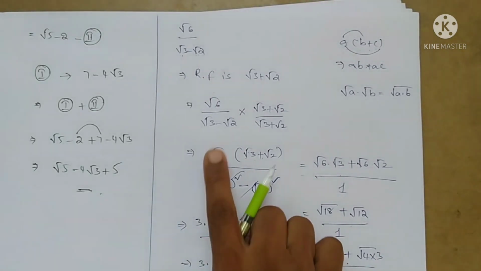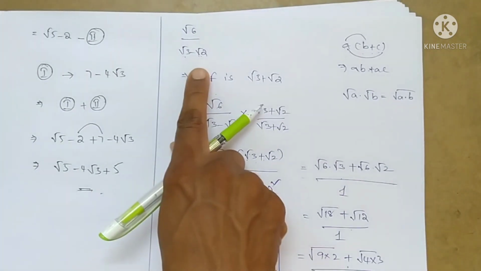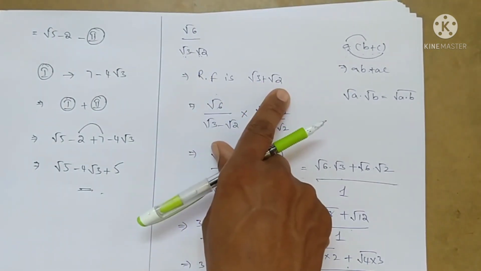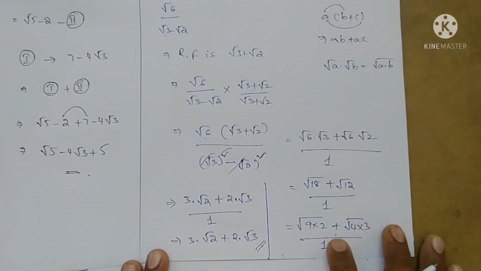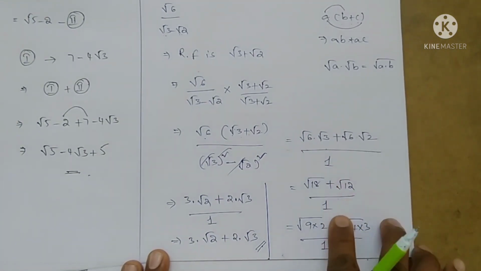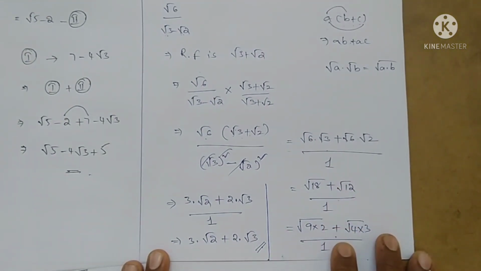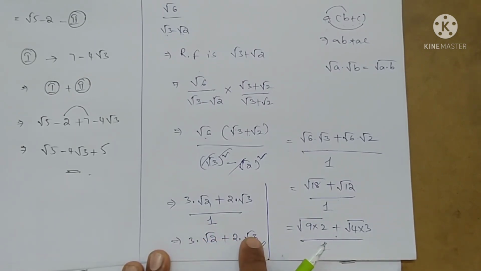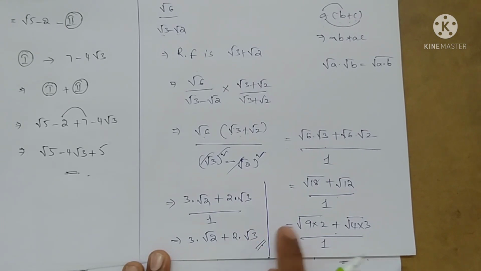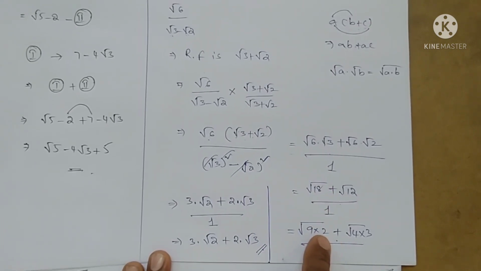So the rationalizing factor of the denominator is root 3 plus root 2, and here the denominator is rationalized. Okay, finally our result is 3 into root 2 plus 2 into root 3.